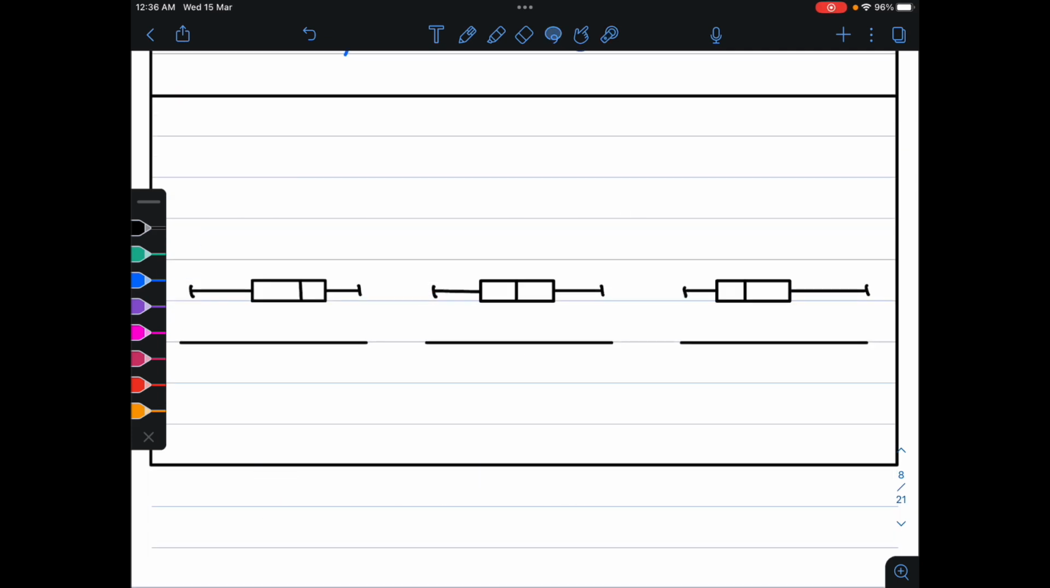So how do we determine the skewness of the box and whisker plot? This is Q1, this is Q2, and this is Q3. So what you're gonna do is you're gonna find the lengths between the median Q2 and the minimum as well as the maximum. So as you can see, the left tail is longer compared to the right tail. So this will be negatively skewed or skewed to the left.